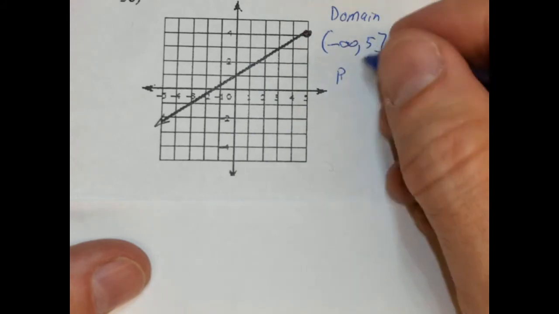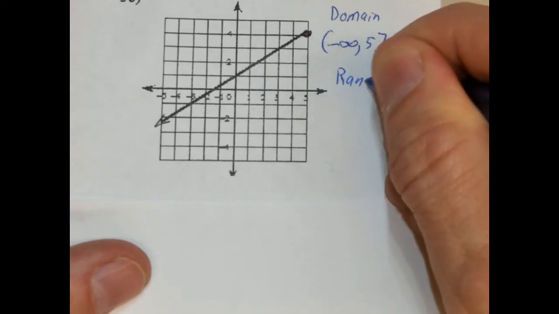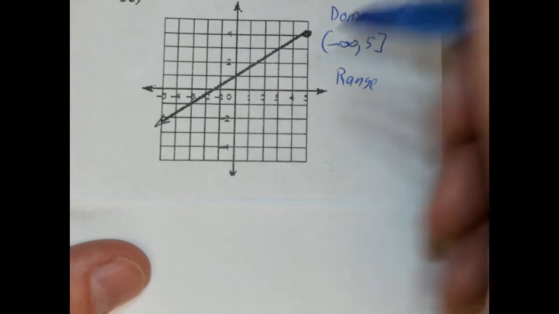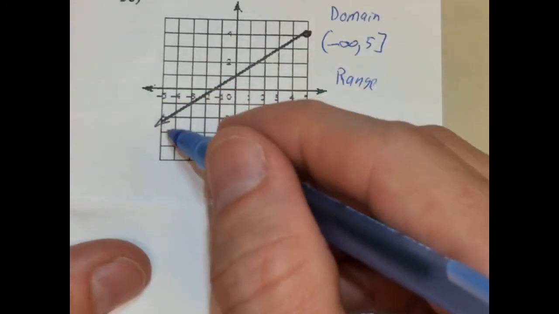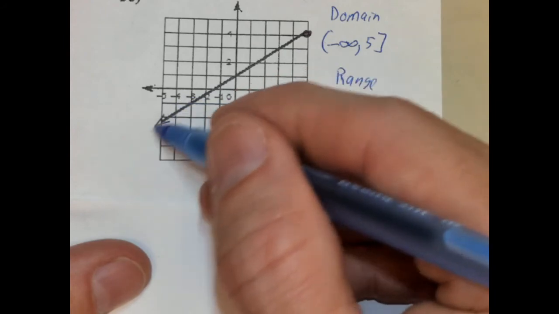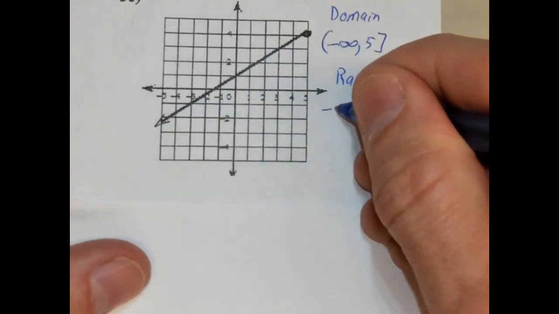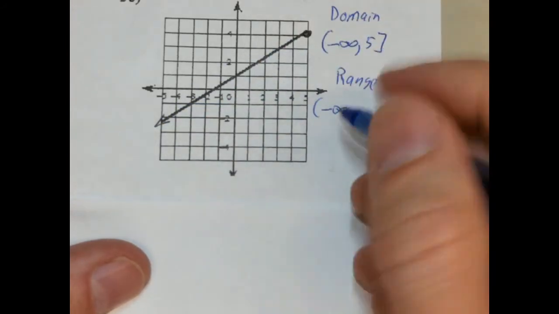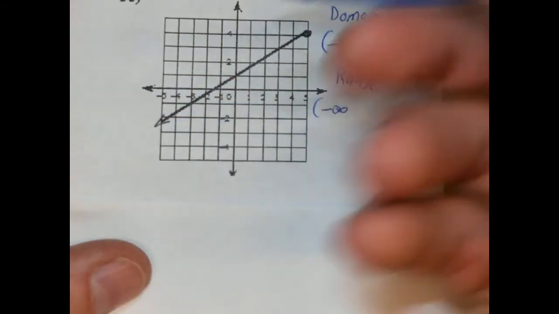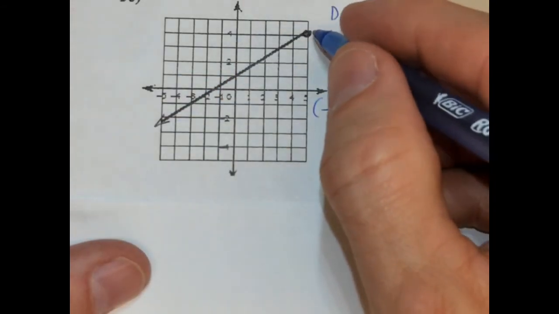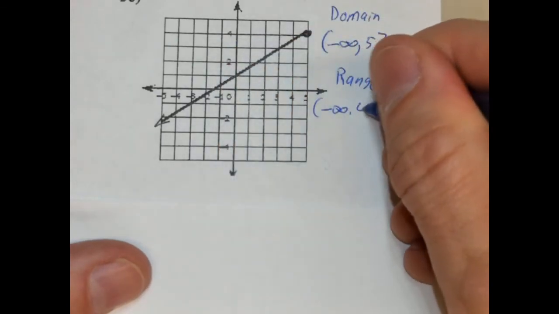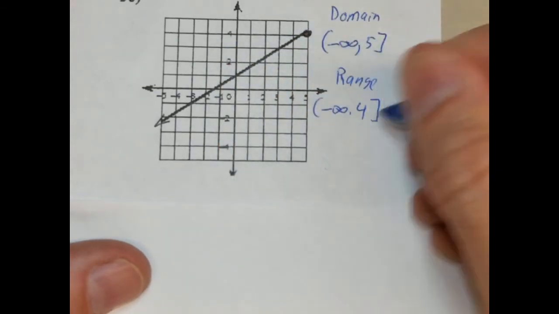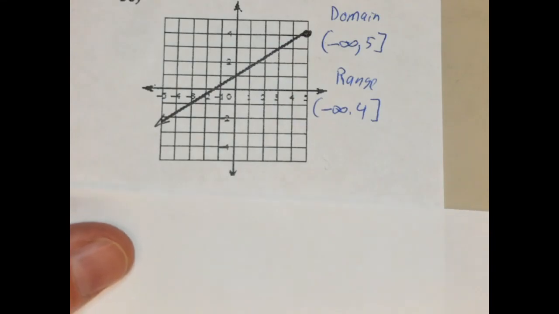So it's included, right? Now the range, remember the range is the y values. The lowest y value is going to be negative infinity because it's going downward. It's going to keep going that way. So negative infinity, parentheses, because it's not inclusive, because it's an arrow going in that direction. And then the highest y value looks like it's 4, and that's included because it's a filled-in circle, so it's a bracket. Okay?